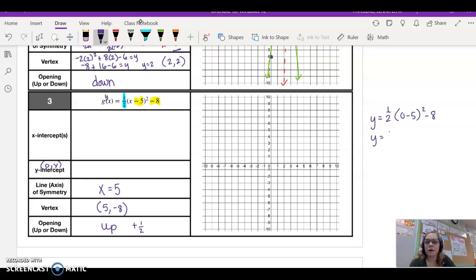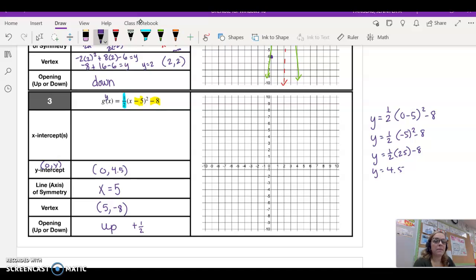So when x is 0, I've got -5, and that's being squared. So I get 1/2 of 25. That's 12.5 minus 8, so 4.5. So my y-intercept is (0, 4.5). So far I haven't even graphed anything yet. I'm just making my observations from the given equation.